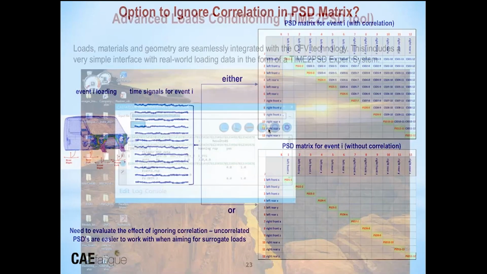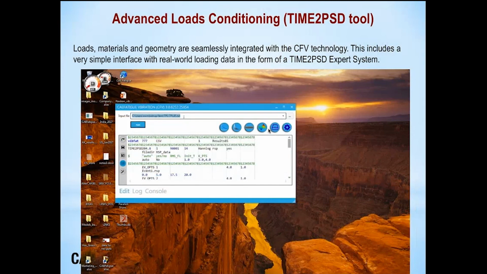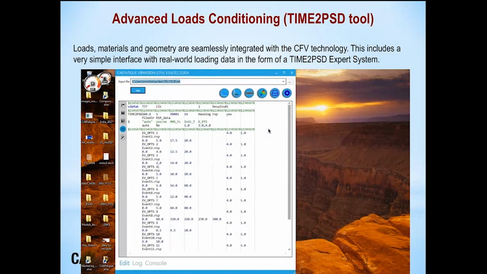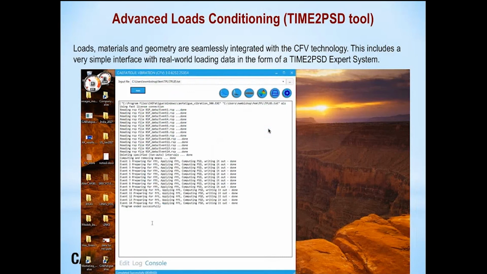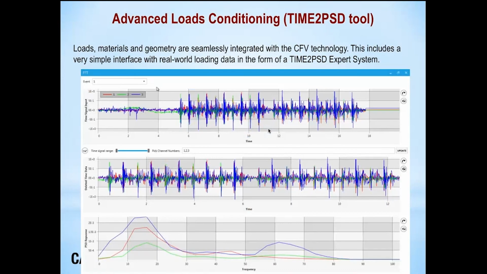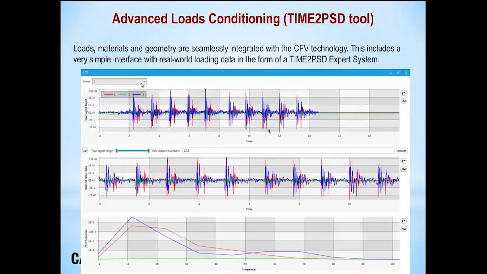So, a quick live demo of this time to PSD tool. We have a capability which allows us, without going into the detail of this, to read in multiple events in the form of RPC files. These are the time-based loading files. Convert those into the frequency domain, and you see it's done in 2 seconds for those 14 events. And then I'm graphically showing the PSDs and the transformed data files.